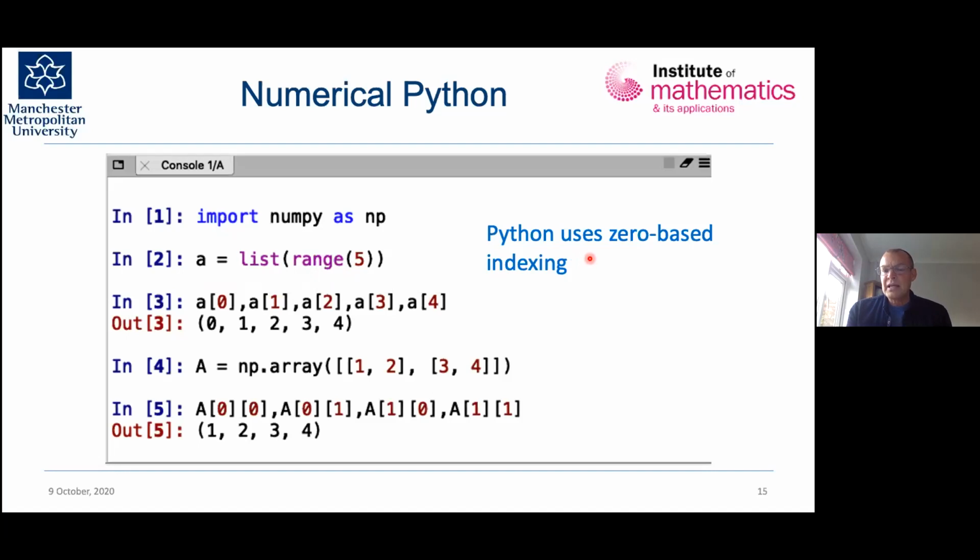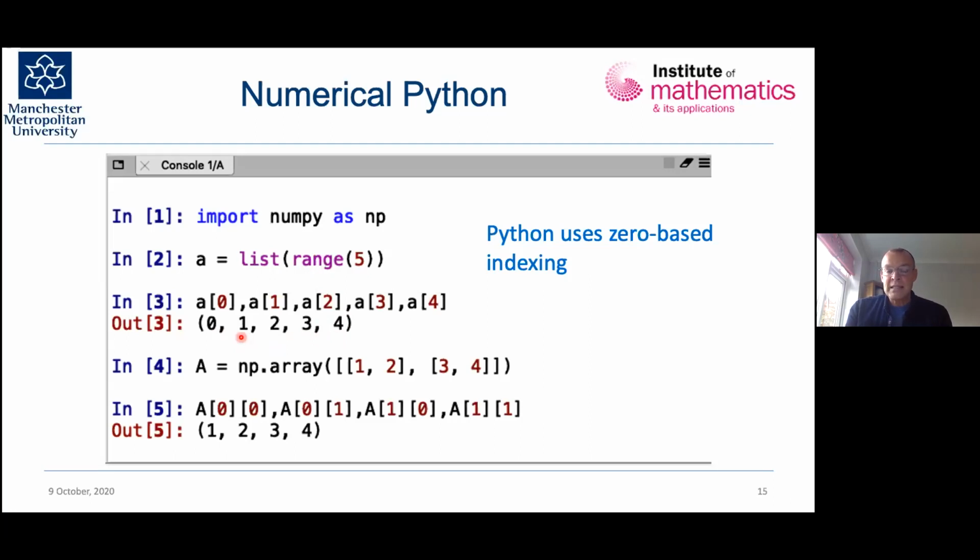Python uses what we call zero-based indexing. So this list of numbers, list range 5, for example, in MATLAB, this would give us the numbers 1, 2, 3, 4, and 5. Yeah. But because Python uses zero-based indexing, this gives us a list of numbers beginning with 0. And we go up to, but we do not include 5. So the list of numbers range 5 gives us 0, 1, 2, 3, and 4. So this is zero-based indexing.